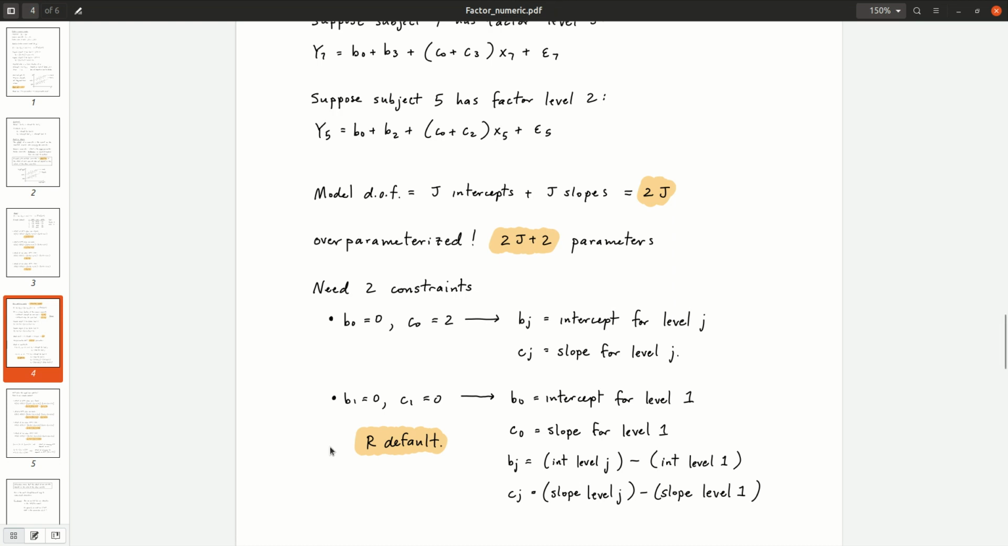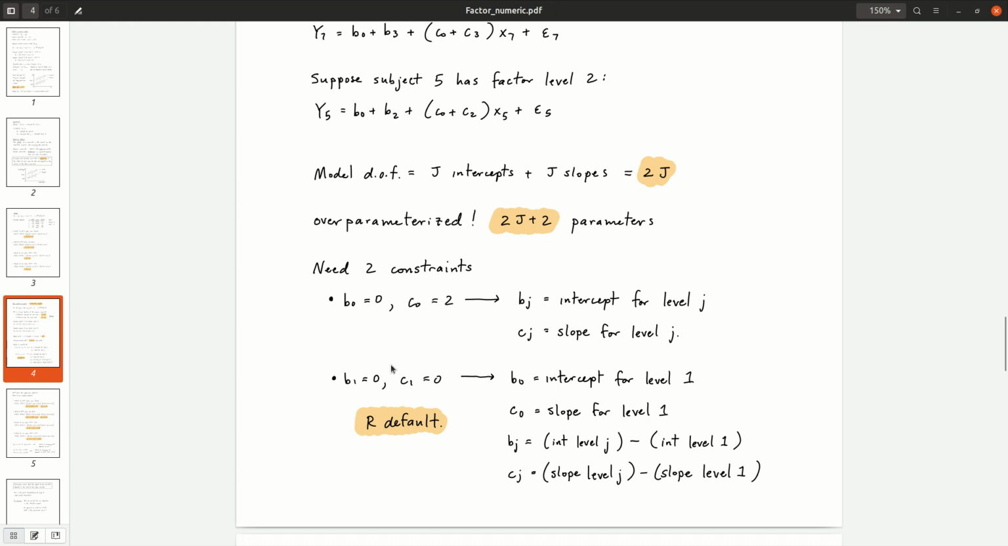Now the default in R is something different. So this is a separate constraint. Of course, you need 2 constraints. And in R, the default is going to be to set B1 to 0 and C1 to 0. So what's going to happen is it's going to leave in this B0 parameter, and we're going to call that the intercept.